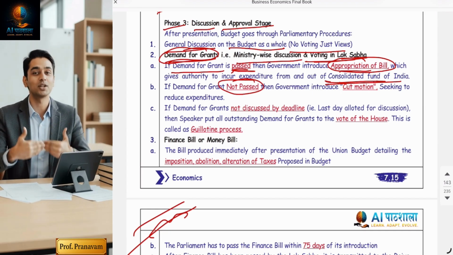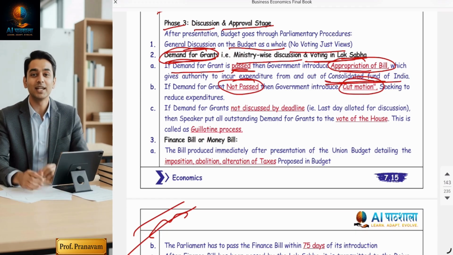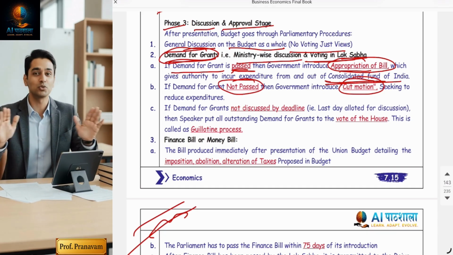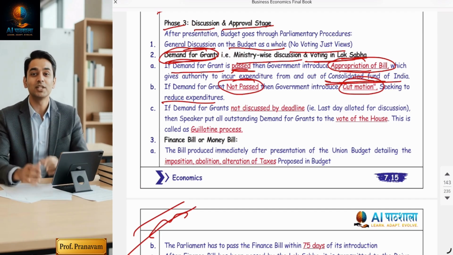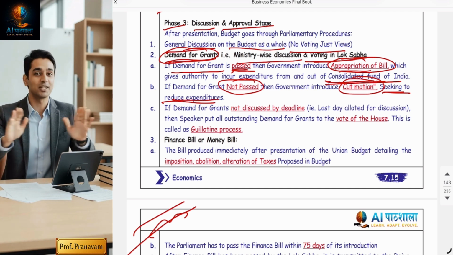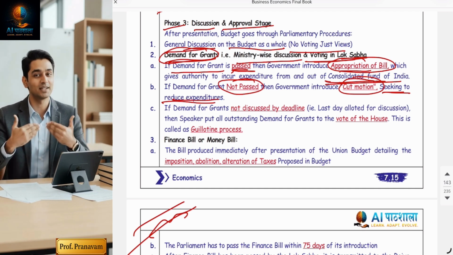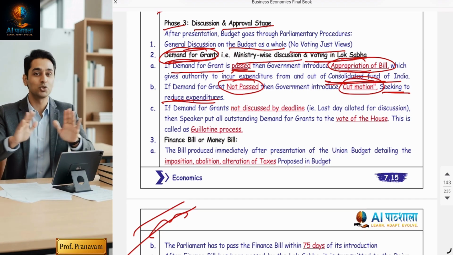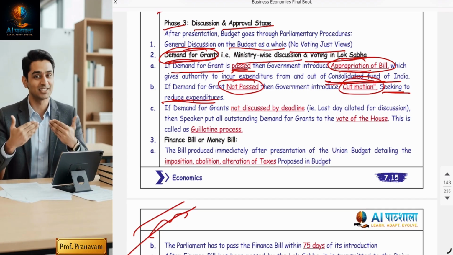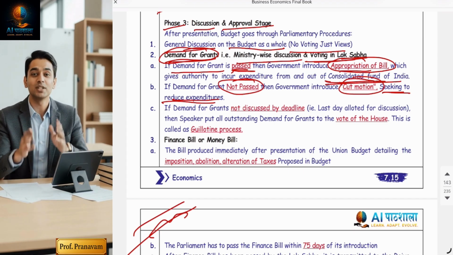So the government introduces a cut motion. Cut motion means they request the ministry, please reduce the budget from 1 lakh crore, bring it to 90 lakhs. So cut motion seeks to reduce expenditures. The word cut motion means Parliament wants you to cut down the expenditure, to reduce the budget. So if the demand for grant is passed, the appropriation bill is introduced, which gives power to withdraw money from the Consolidated Fund. If the demand for grant is not passed, a cut motion is introduced, meaning reduce the budget.